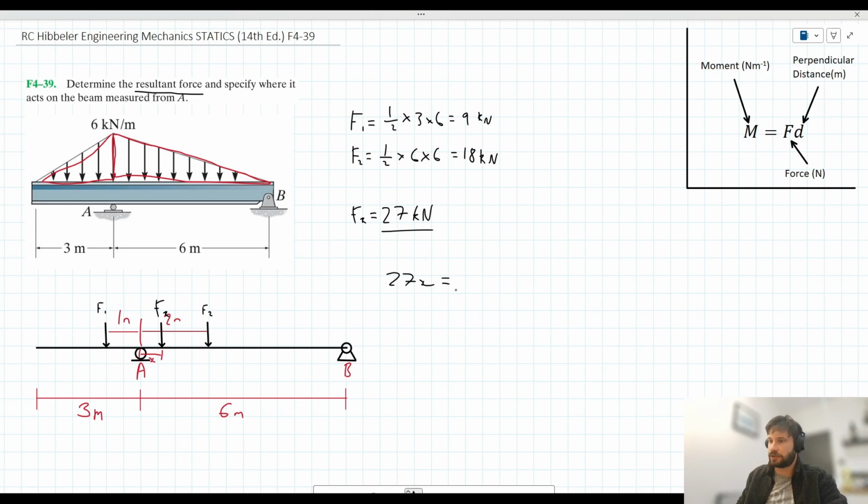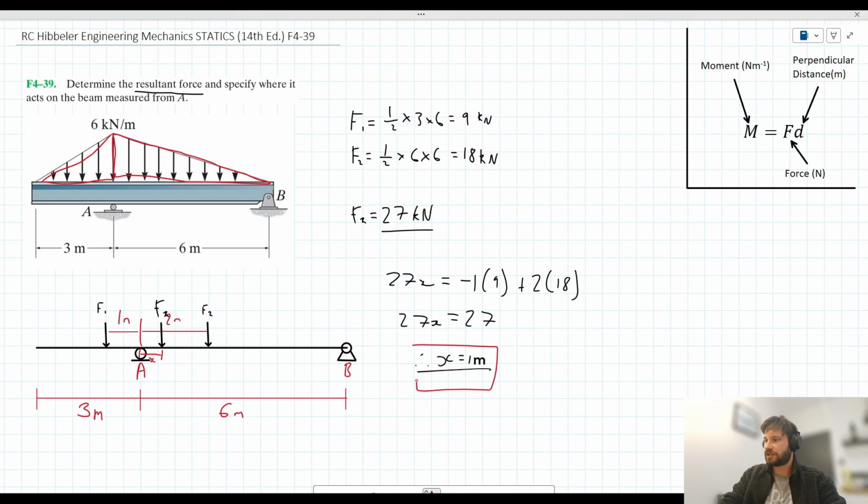So what that looks like is we can say 27x is equal to the sum of the moments produced by F1 and F2. The moment produced by F1 here is going to be, let's call it, -1, since it's acting anti-clockwise, and we're taking anti-clockwise as the negative direction here. So -1 meter times 9 kilonewtons plus 2 times 18. We can simplify our right-hand side to 27. And so we're saying that 27x is equal to 27. Almost by inspection, we can say x is equal to 1. So this length here is equal to 1 meter. And these are our solutions.